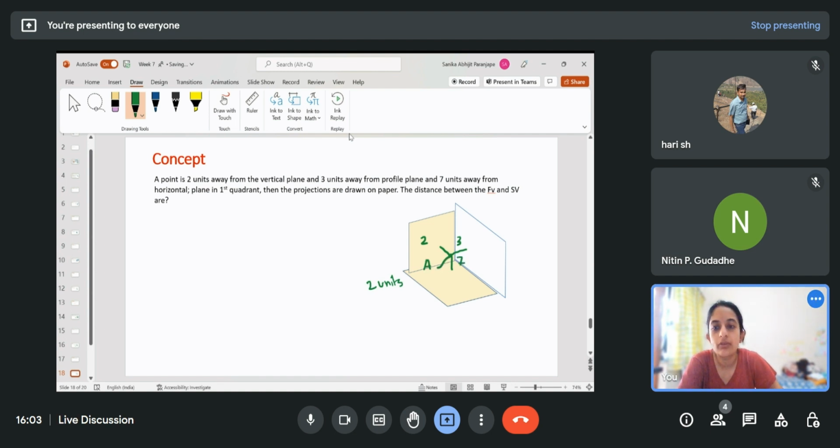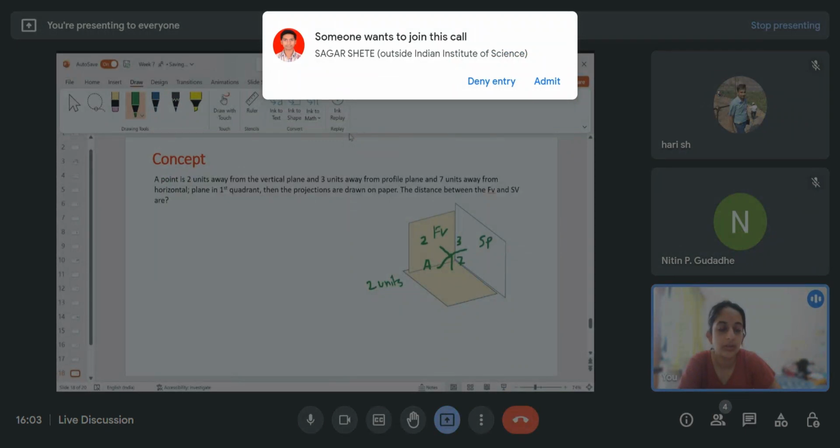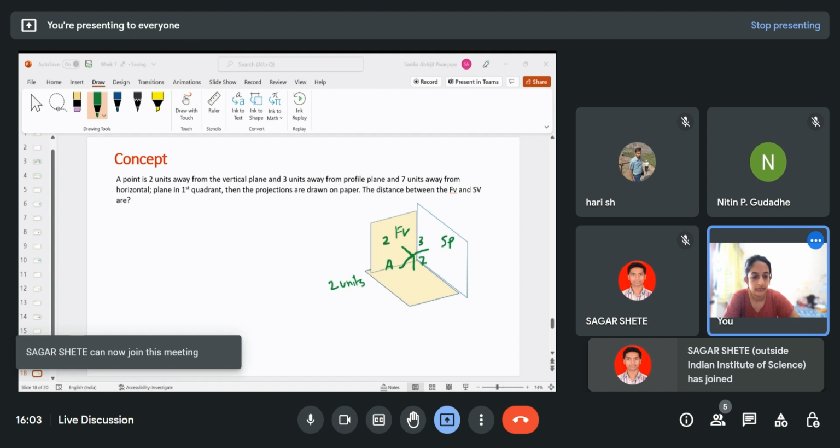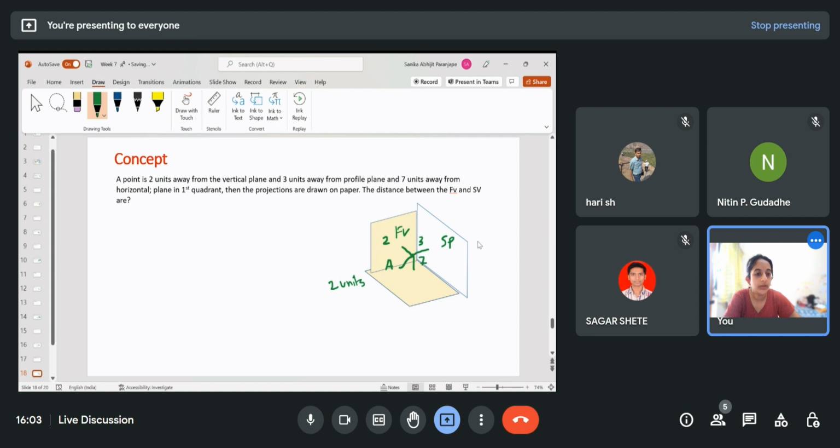So the distance between the front view and the side view: this is my front view, this is my side view. When we project it on a paper, we have it like this. So this will be the front view, this will be my side view. So I'll have 2 plus 3, that is equal to 5 units.